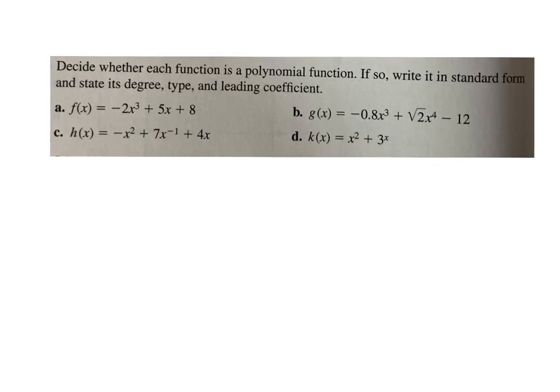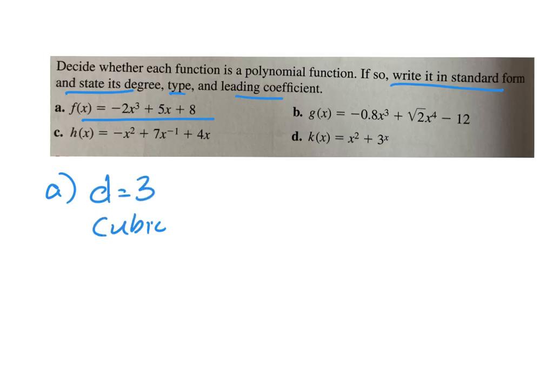All right. First kind of problem: decide whether each function is a polynomial. If so, write it in standard form, state its degree, the type, and leading coefficient. So part A. A is already in standard form, which means the exponents decrease. What's the degree? The degree is 3. What type is it? It's cubic because the degree is 3. And what's the leading coefficient? The leading coefficient, I'm going to put LC for leading coefficient, is the coefficient of the degree term, so -2.